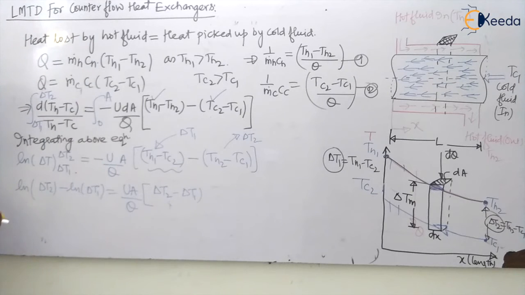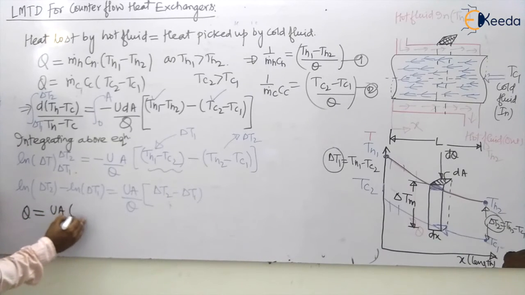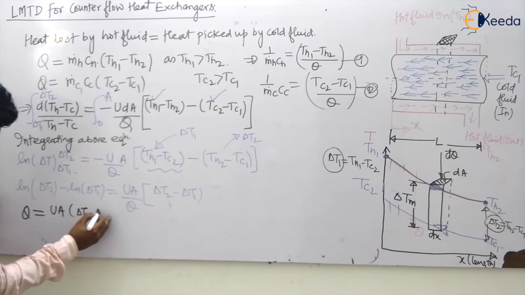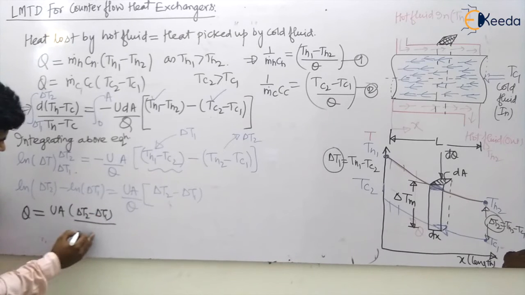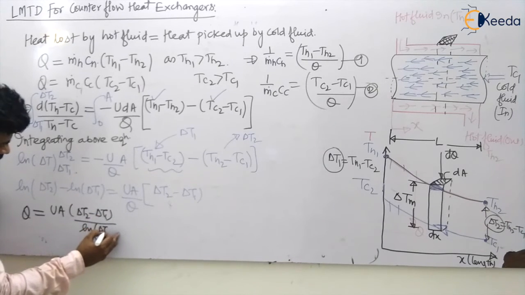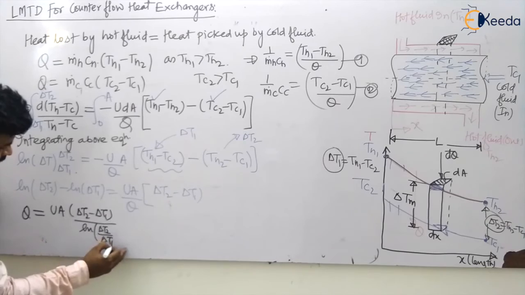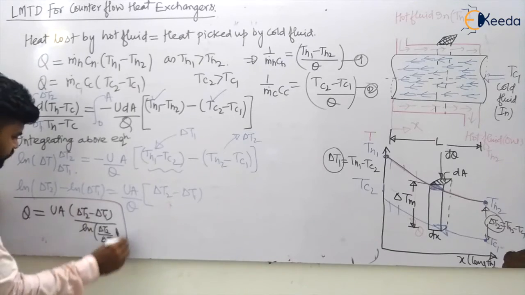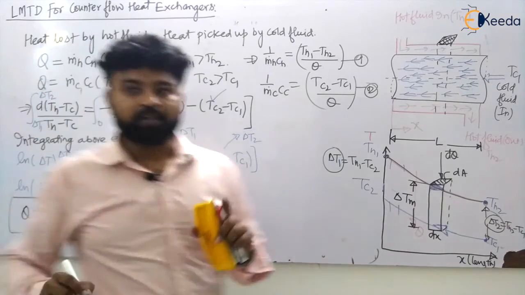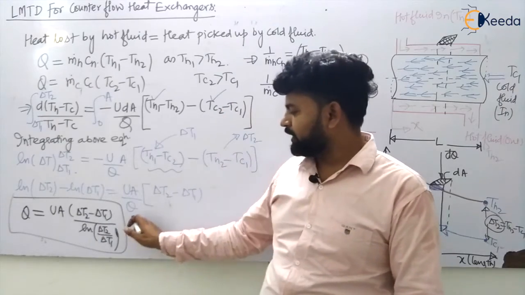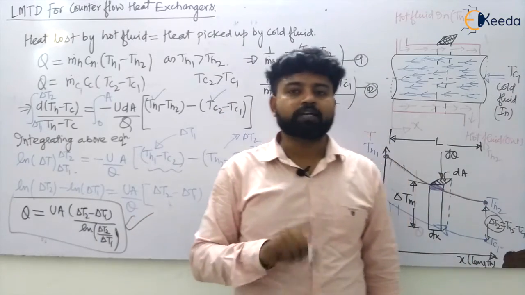And let us calculate the total heat transfer. What will be the total heat transfer in this case? This will be Q, and Q will be given by UA times delta T2 minus delta T1 divided by ln of delta T2 by delta T1. So this is the total heat transfer in the counter flow heat exchanger.